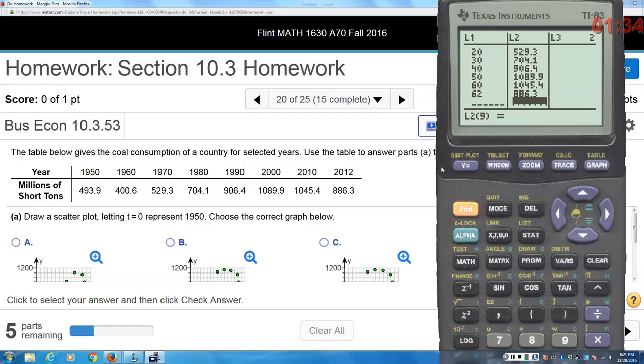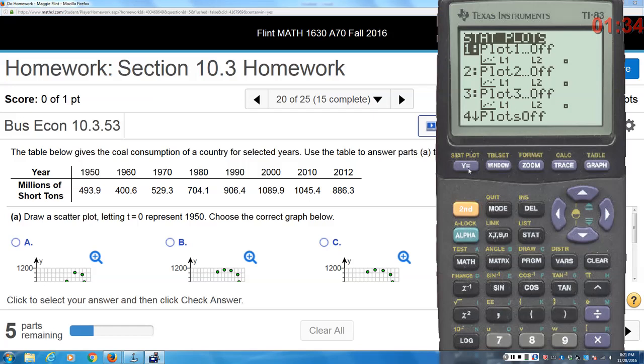And looking at that last one tells me something happened between 2010 and 2012 to coal consumption, because it dropped significantly. So then what we do is we go to second and y equals, because we want to make a scatter plot. So it's second y equals. It's still a graph. It's a different kind of graph.